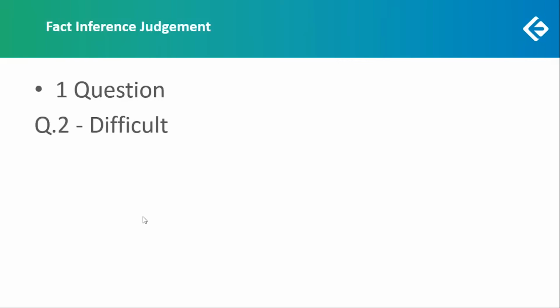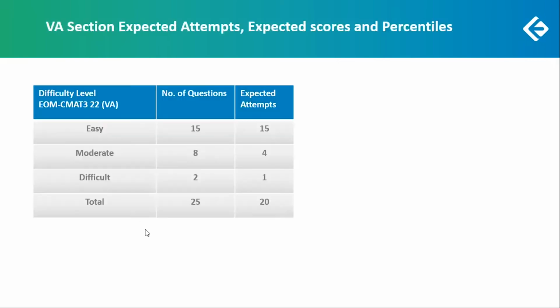In terms of the expected attempts, based on what we discussed, the summary related to the difficulty levels is something like this. Out of 25, you had 15 questions which were termed as easy, and sure enough, you should have made sure that you attempted all those 15 questions. You had 8 moderate questions, out of which you could have attempted 4 or 5 max. You had 2 difficult questions, out of which you could have attempted 1 or maybe skipped both the questions.